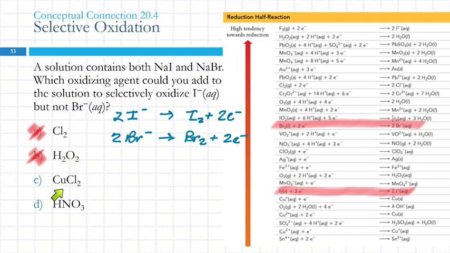CuCl2. Well, you're not going to find that on there. You're going to have the copper or the chlorine. Where's the copper? Below. So copper's not going to do anything. HNO3. Well, we could look for the H+. We could also look for the NO3. Here we've got NO3 minus and the H+ together. So this is forward direction. That's going to oxidize this guy and not that guy.